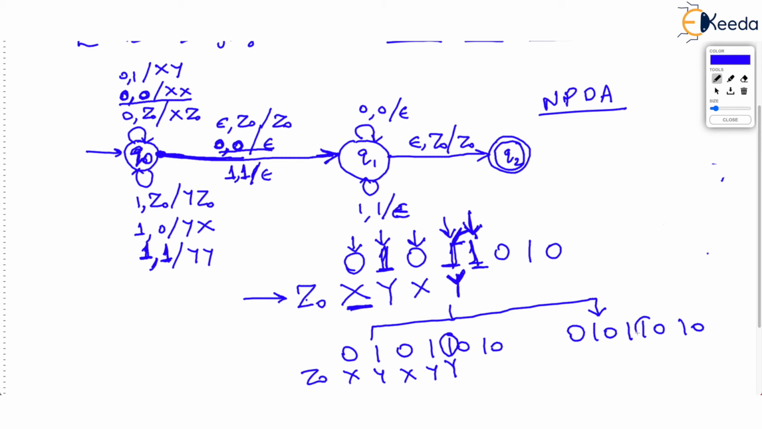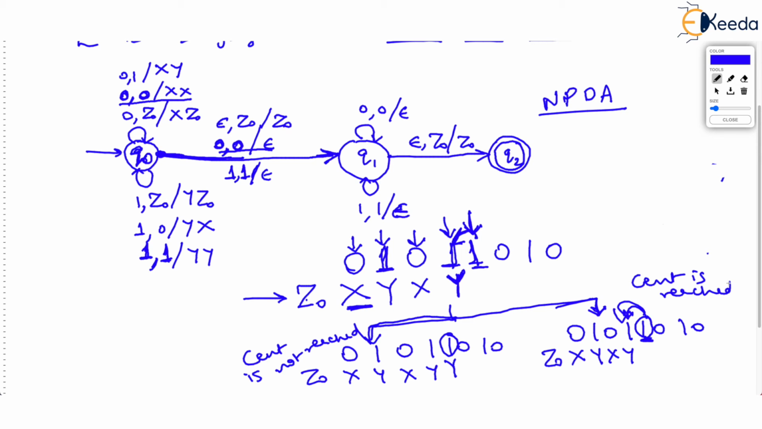When we are reading this 1, just before that 1 was there, the stack, as you see, is Z0, X, Y, X, Y. Now, it is reading a 1 just before that 1 was encountered. So it will assume that center is reached. This portion here is assuming center is not reached, so it will keep pushing. This portion is where center is reached, or center has already been surpassed.